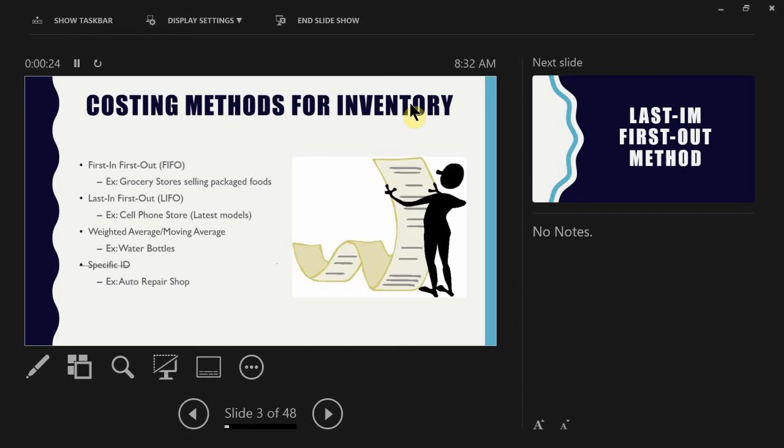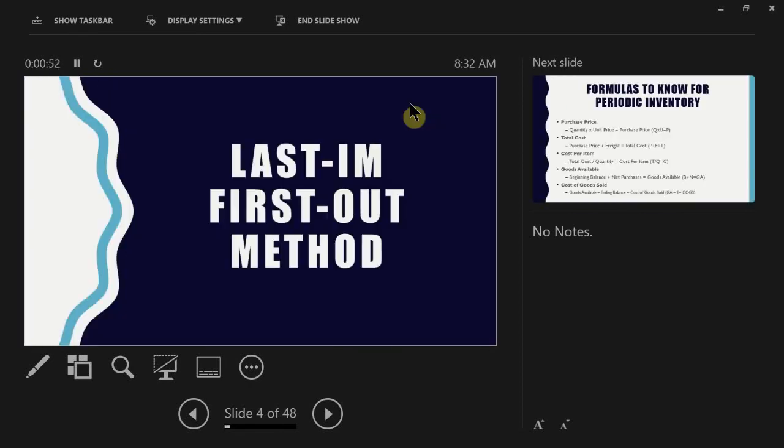So today we're going to be learning what it's like to have items, right? But this time, when we purchase our batches of items, we're going to sell the last ones that we bought first. So again, an example could be any electronic store or a cell phone store, right? Usually you end up selling your latest models over your older models. All right, so let's go ahead and take a look at last in, first out.